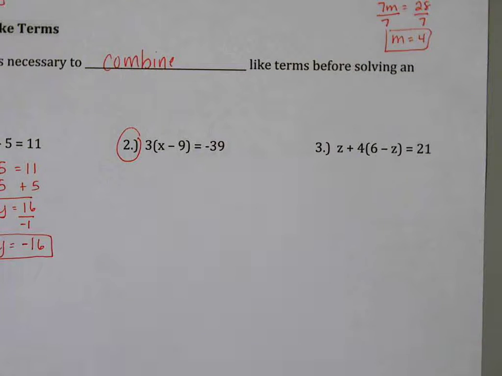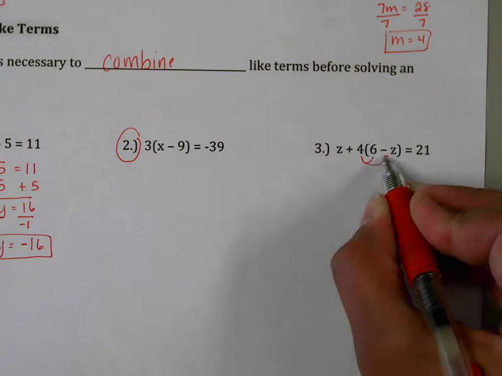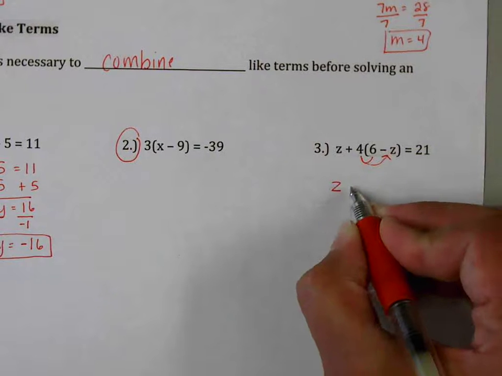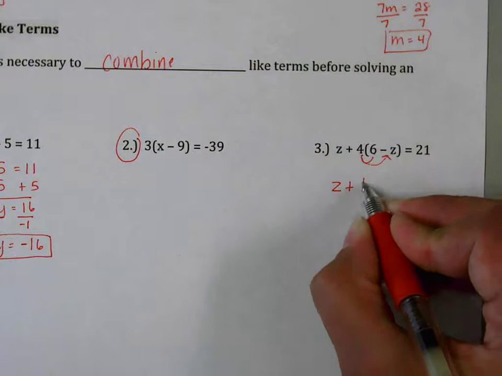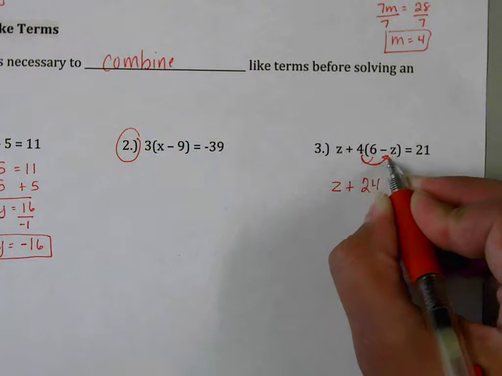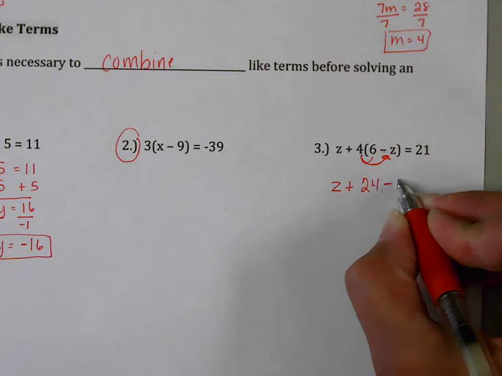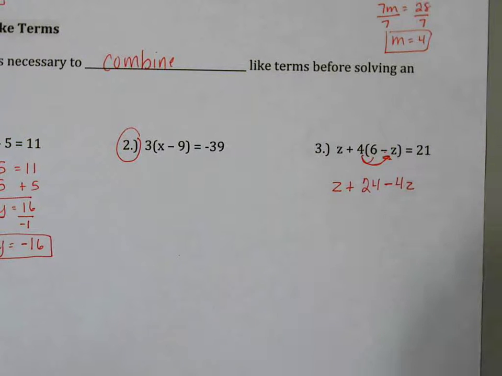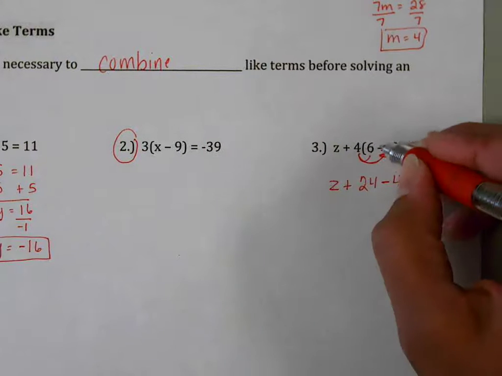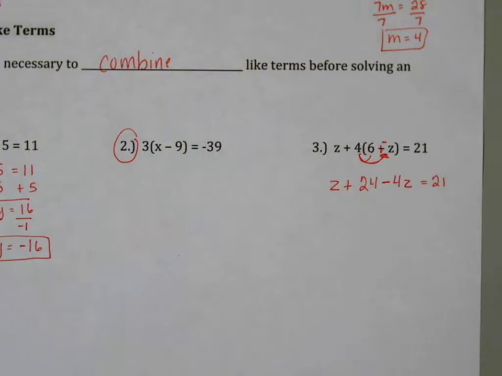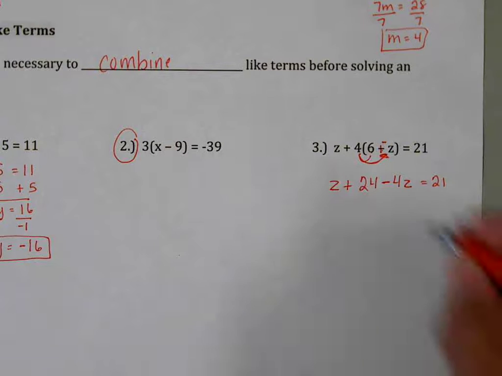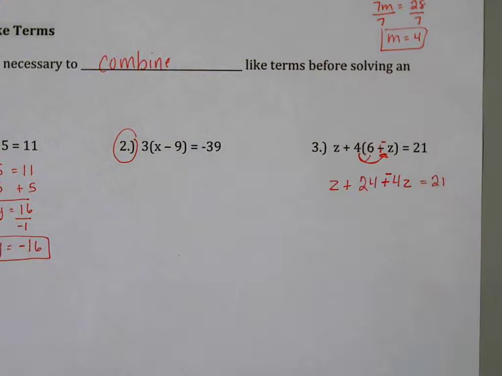Let's look at number 3. This one's a little more complicated. We have z plus 4 times 6 minus z equals 21. So I want to use the distributive property first. So 4 times 6 is 24. 4 times a negative z is negative 4z, and that equals 21. Remember, if you're struggling with why this is a negative, remember we add the opposite. And even if you did this, that's still the same thing.